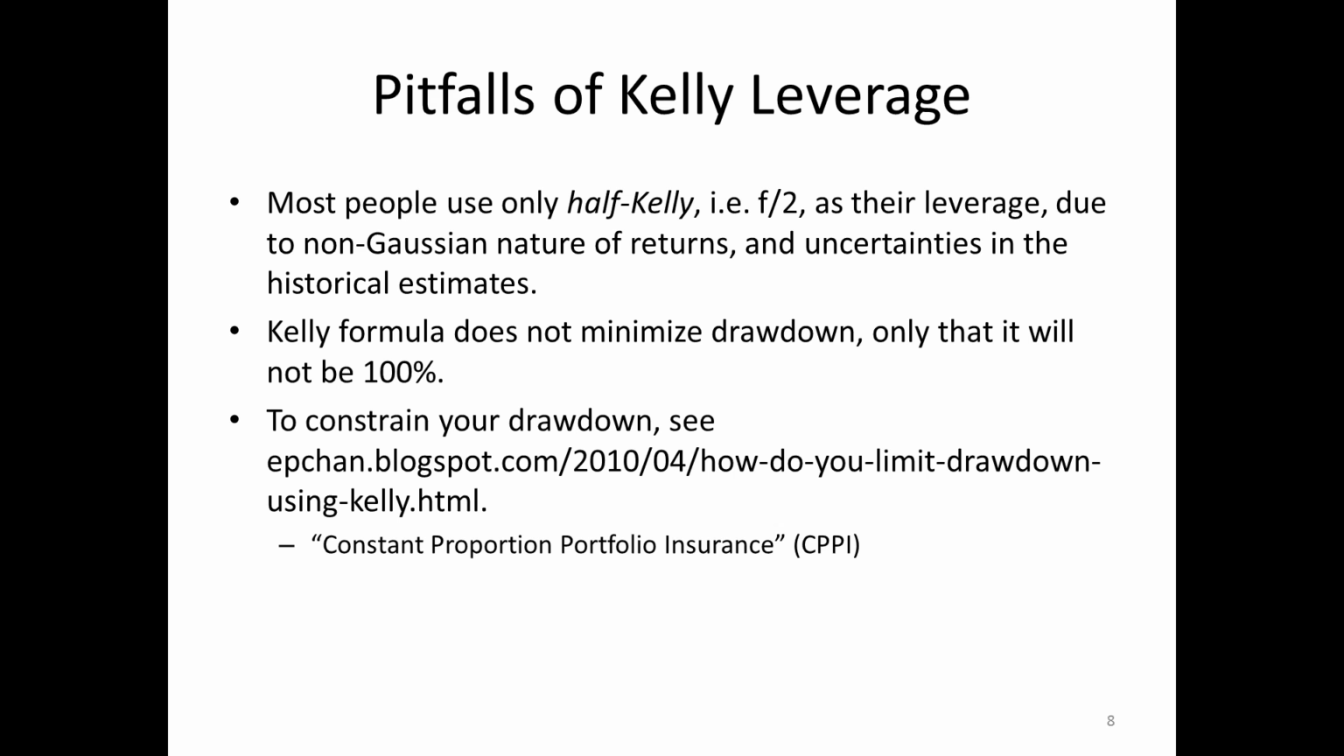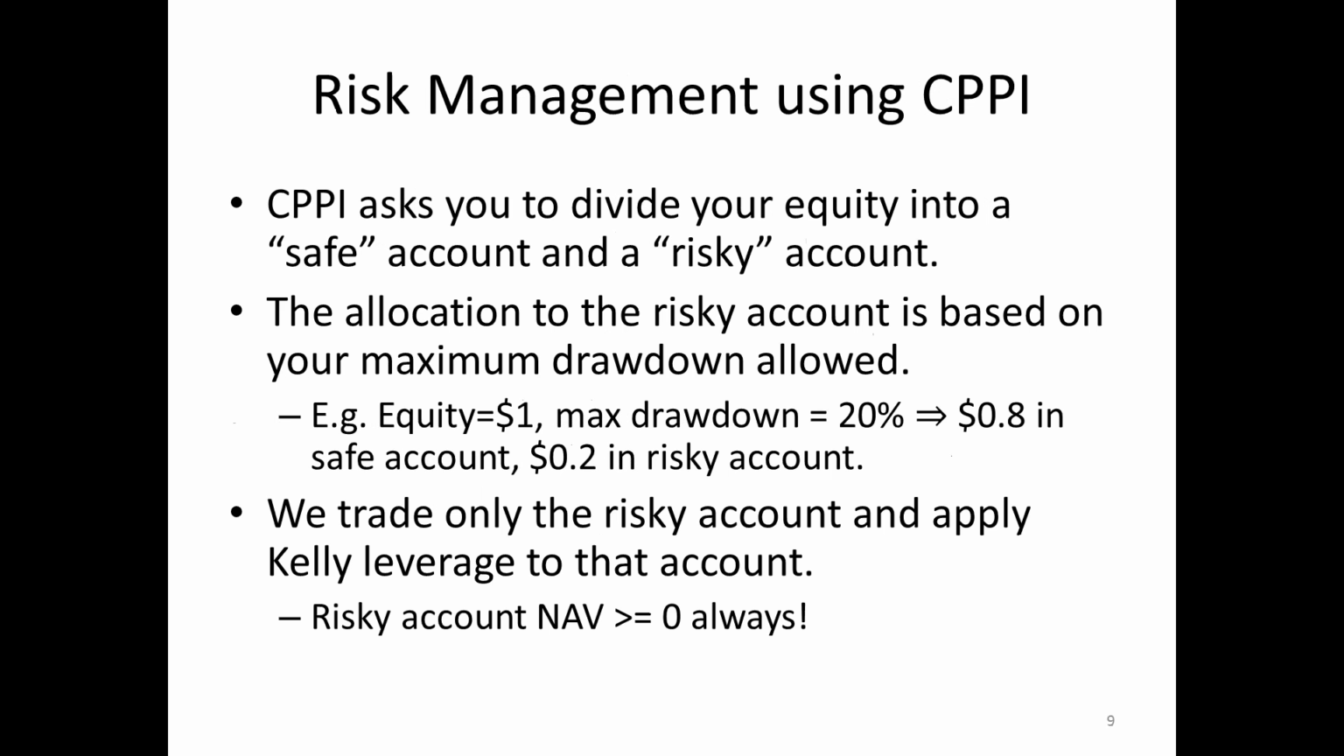Well, that can still be done within the Kelly framework, but you have to include a concept called constant proportion portfolio insurance, and I have written about it some years ago in a blog post that you can reference. But let me give a quick summary of what this CPPI is. CPPI simply asks you to divide your account, or your equity to be precise, into a safe account and a risky account. The allocation to the risky account is based on the maximum drawdown that you are allowed.